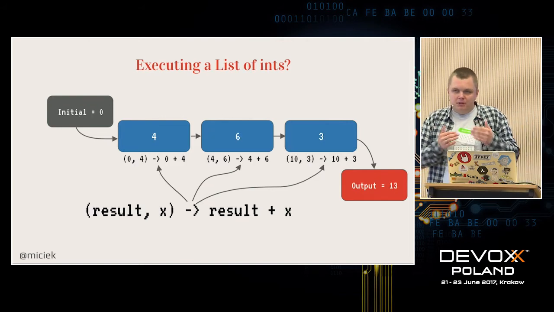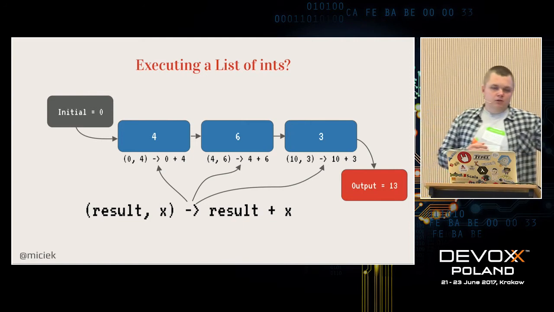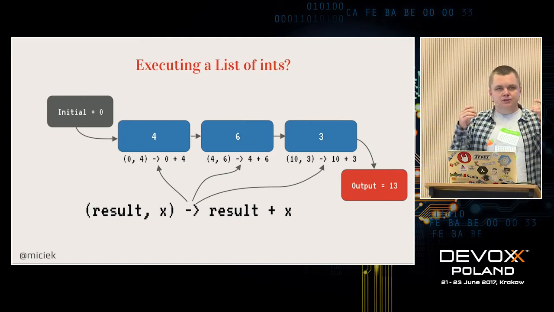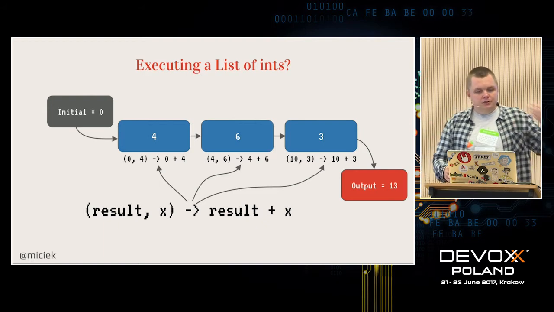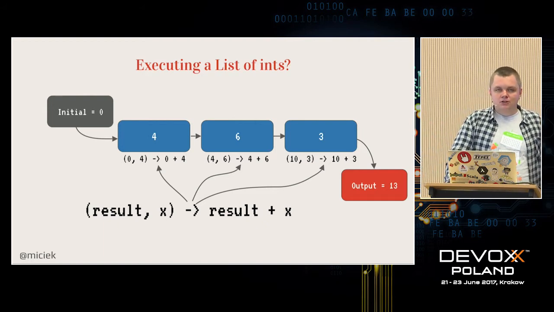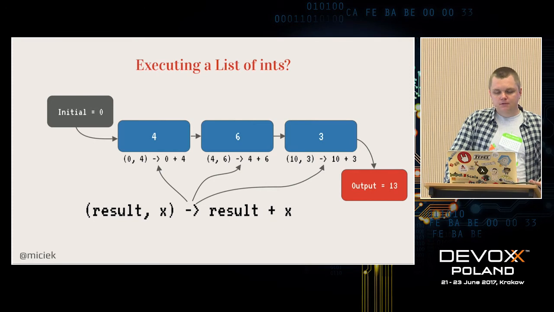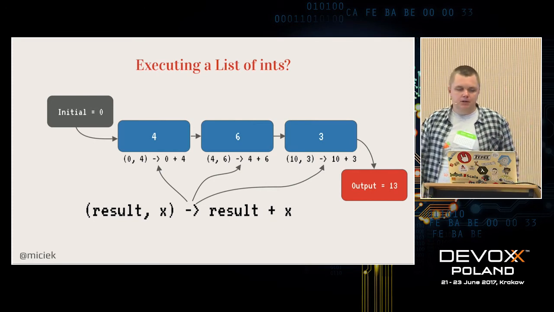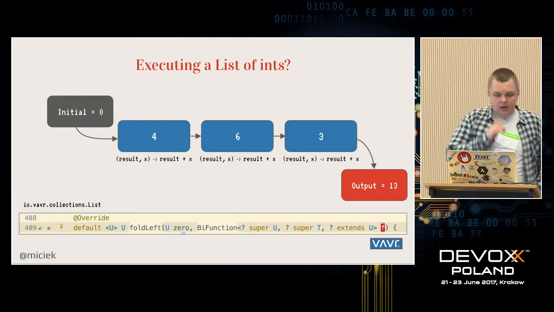In order to give you some perspective, let's see an example on ints. The initial value is 0. The list of ints is 4, 6, and 3. Then we get 0 plus 4 with the function that we provided, which is just summing two things. So we get 0 plus 4 for the first element, then 4 plus 6 for the second element, and for the third element, 10 plus 3, and we get the final value. So we folded the whole list of ints into one value, which is 13.